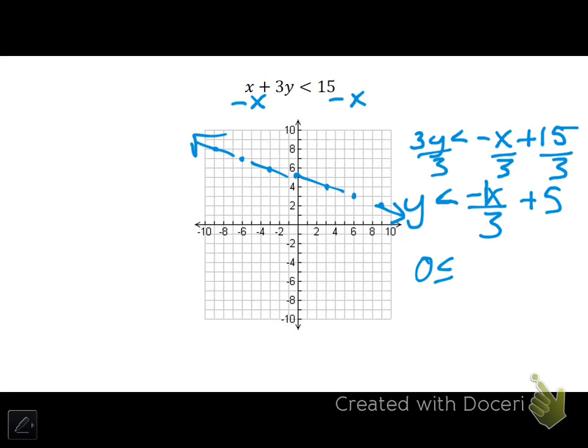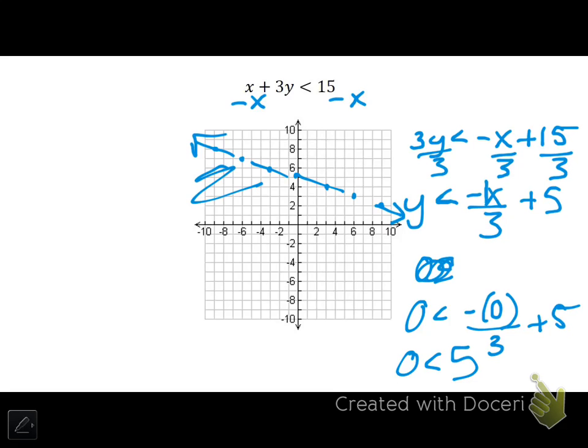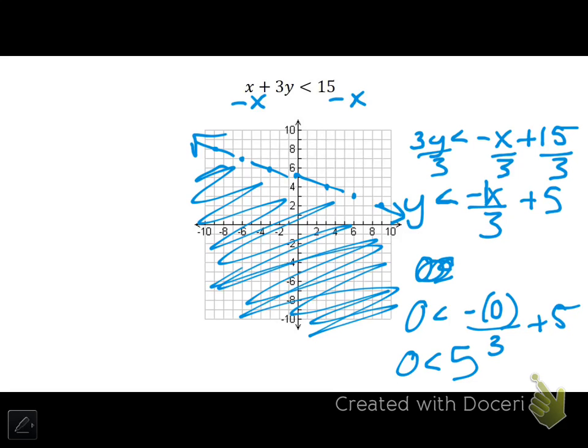Okay, let's plug in 0, 0. Zero divided by anything, if you plug it in your calculator, will give you 0. So is 5 greater than 0? Yes, it is. So we can shade down here.